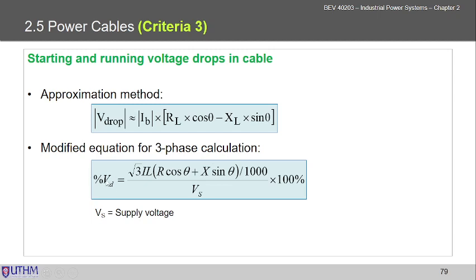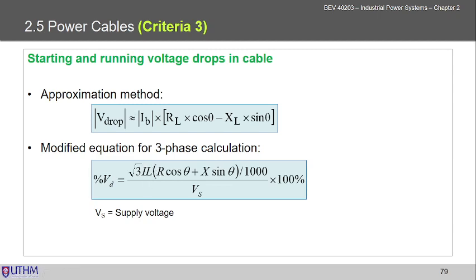Like this one, the percentage of the voltage drop. Now this is for a three-phase application. So we have the R also. We have R and X as well as the data for the power factor angle. And what is the I here? It is the design current or the operating current. And the L is the length of the cable, the length of the cable in meter.